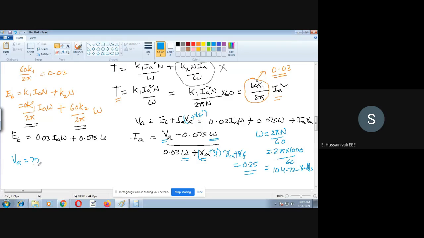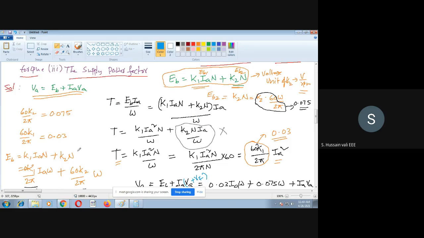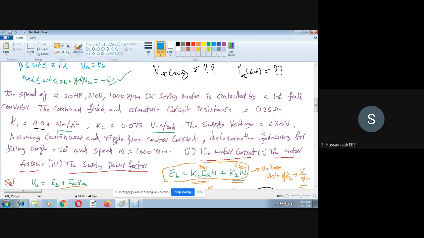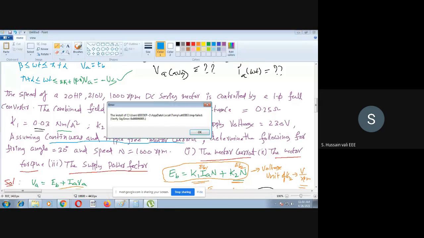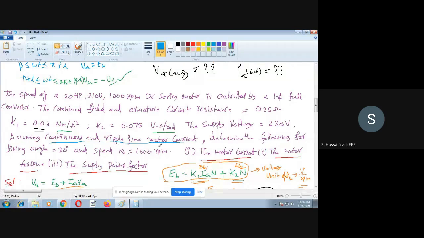To find out VA, VA is the output voltage of the converter. This is fed from a single phase full converter. So what is the VA for the full converter? And he has given one important thing, that is continuous conduction and ripple free motor current. It means, just like the previous cases, IA is continuous and also a constant value, because this is a ripple free motor current.